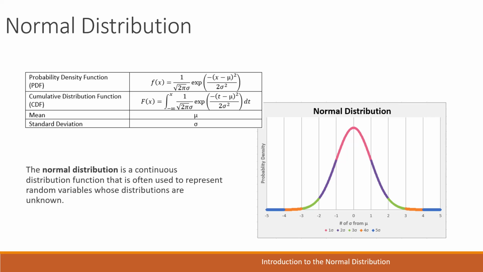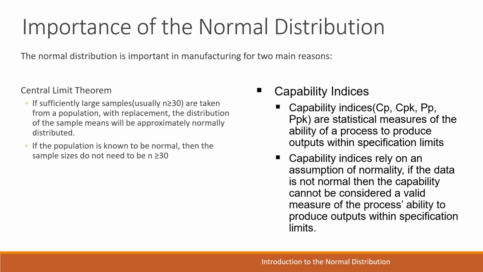What that means is kind of interesting because, well, we're assuming that it's a normal distribution, right? We know its distribution. Well, no, we're assuming it. And we're assuming that for two really good reasons. So there are two main reasons normality is important in manufacturing. And the first is the central limit theorem, the CLT. You might hear this in your statistics classes.